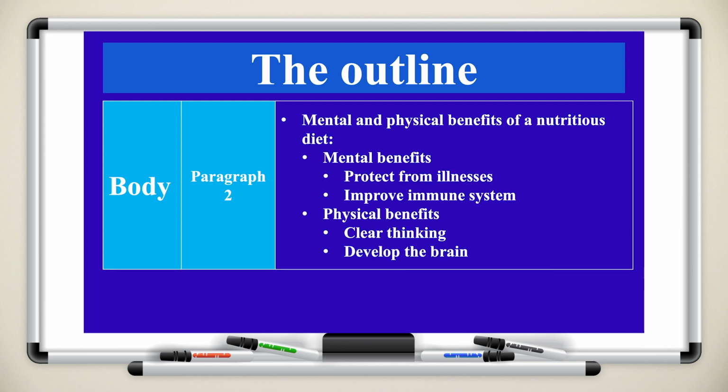In paragraph 2, you will describe more ideas to the reader. For example, mental and physical benefits of a nutritious diet. So in the first paragraph, we discuss physical activity. In the second paragraph, we will discuss the nutritious diet. The mental benefits will be to protect us from illnesses and improve our immune system. And the physical benefits will be that it clears the thinking and develops the brain. This is how you divide the ideas to make a complete, meaningful essay.